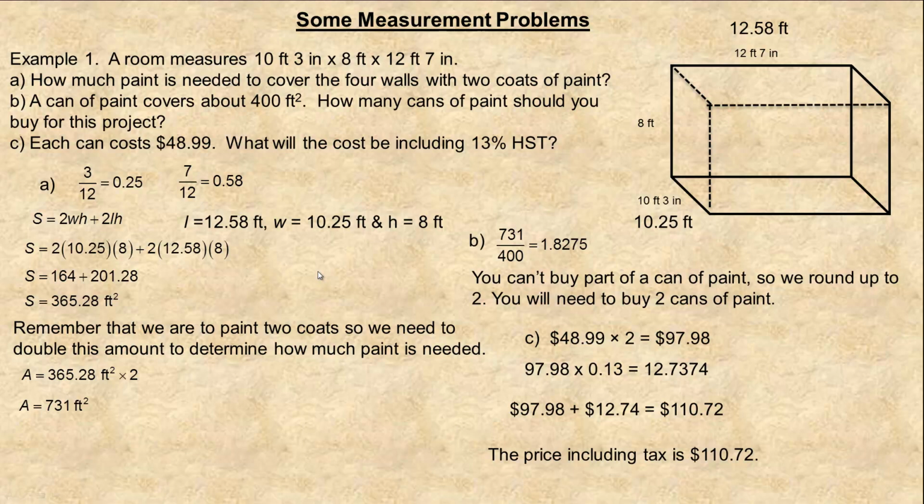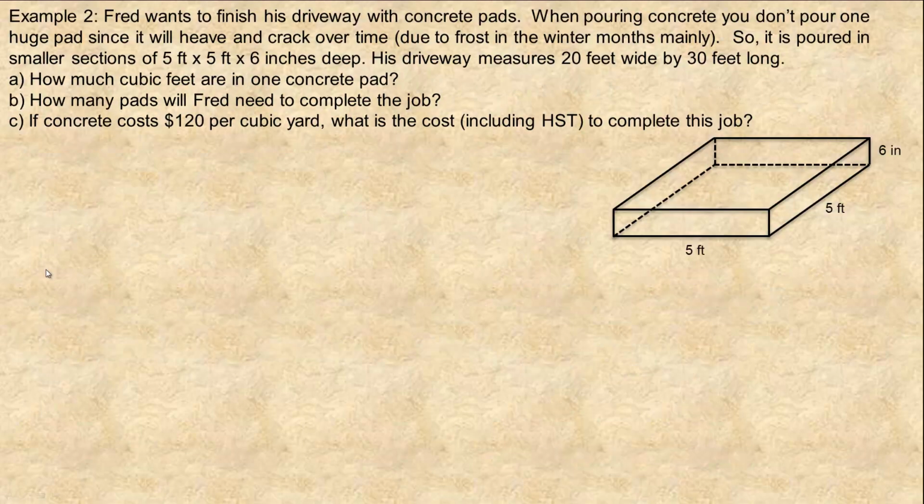Okay, example number 2. So Fred wants to finish his driveway with concrete pads. Not going to pave it, he's going to use concrete pads. So when pouring concrete, you don't make one big pad, because especially if you're somewhere where it freezes in the winter, then it will crack over time. So what they do is they make smaller pads.